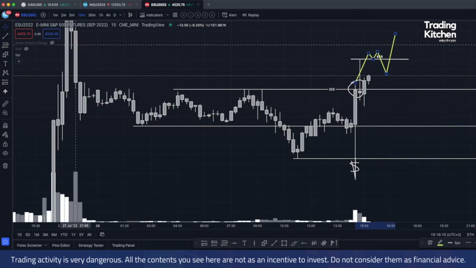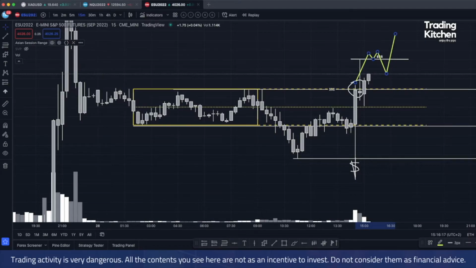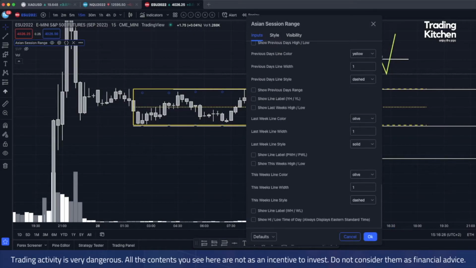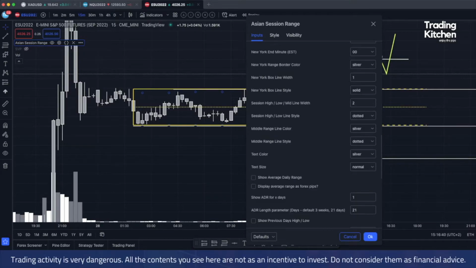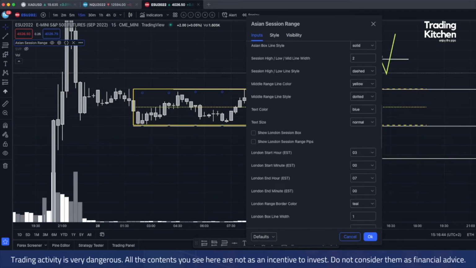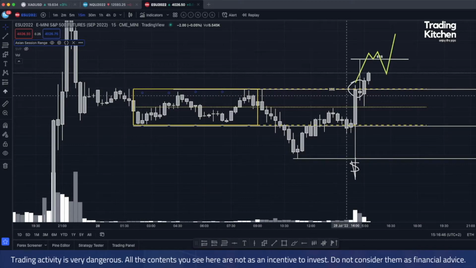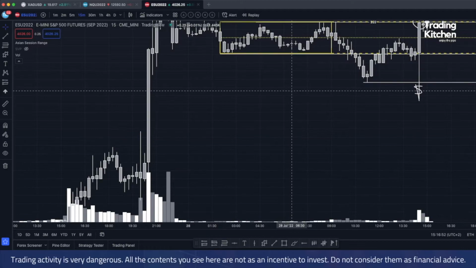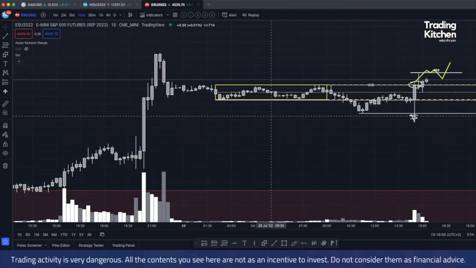So that's the reason why I use the Asian session range indicator. There are so many indicators that show the same thing, but with this indicator you have so many things to choose from. Also the US and London sessions, but I deselected everything, and I only left the Asian session high and low because they are the levels that I care about.